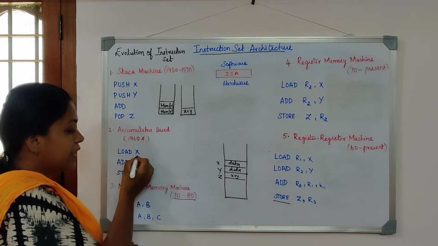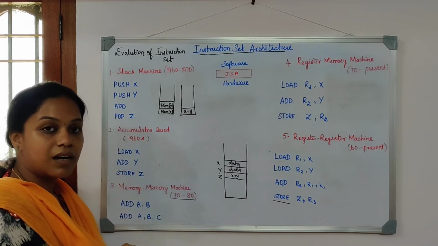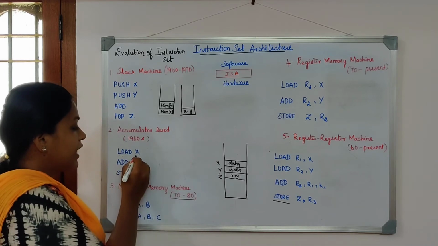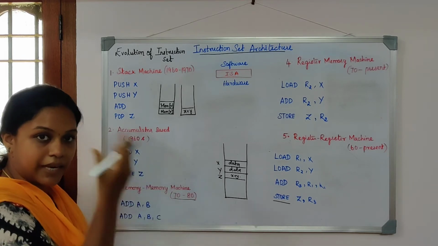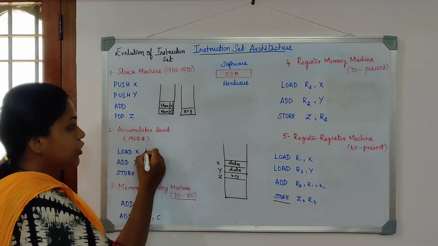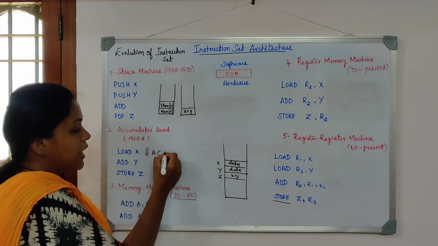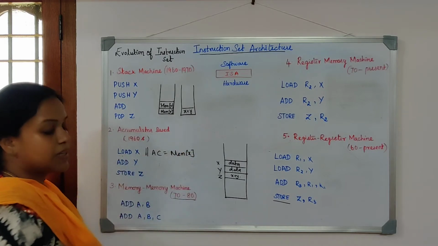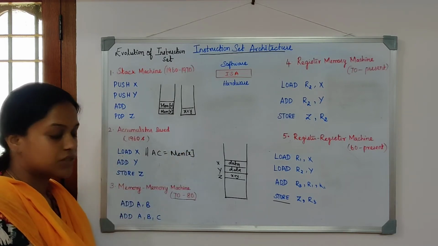Load x. Again, x, y, z, all these three are memory locations in the main memory. So the value in the location x will be taken and stored in the accumulator. The value from the memory location x is taken and placed inside the accumulator. So the first instruction is done.